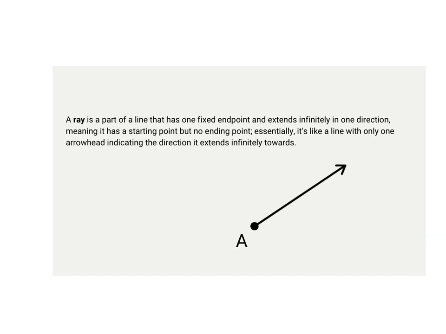We also have a ray. I always like to think of a sunshine. A ray has one point on one end and then it goes off in the other direction. It extends infinitely with an arrow on the end.